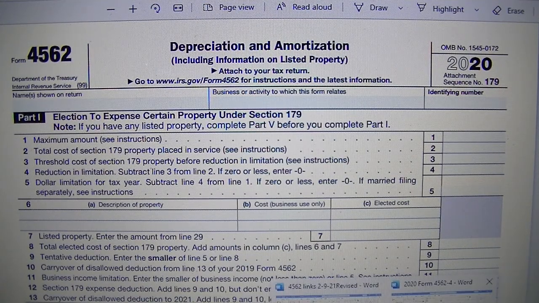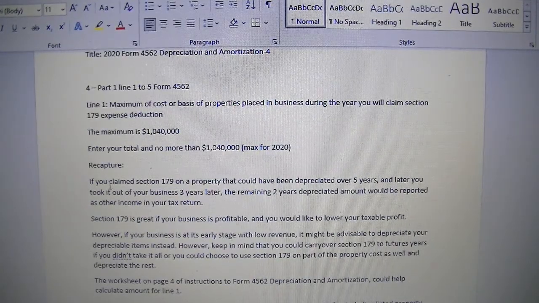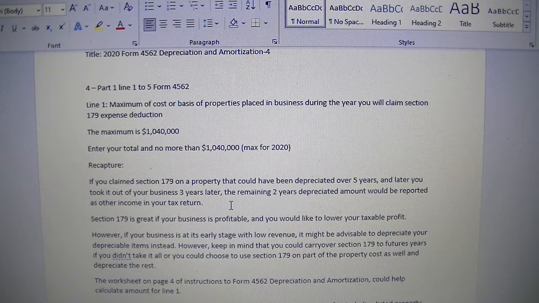Before we get there, let's read a little bit about recapture. If you claim Section 179 on a property that could have been depreciated over 5 years, and later you just use it for 3 years and you took it out of your business, the remaining 2 years depreciated amount that you would have claimed, if you were using regular depreciation, you will include that on your tax return as income. That's one of the reasons I don't use Section 179 and special depreciation allowance.